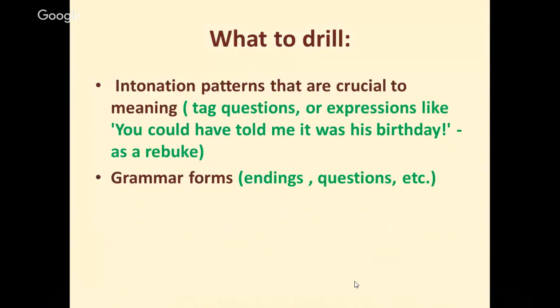So, intonation patterns that are crucial to meaning. For example, tag questions. Either we ask for confirmation or it's really a genuine question. It helps to understand. Or expressions like, you could have told me it was his birthday, showing rebuke. And as you said, grammar forms, endings, questions, contractions, different tense forms, whatever.